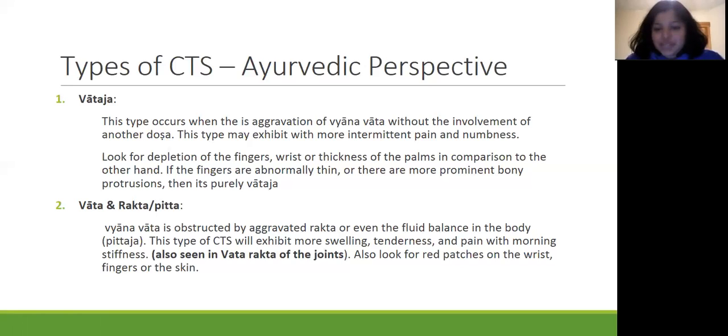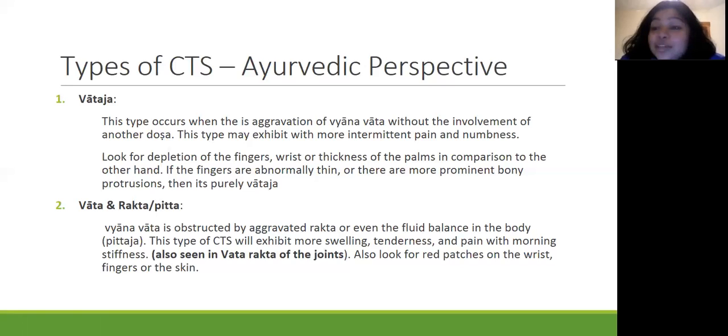So in saying that, in the Vataja type of carpal tunnel syndrome, Vata will be aggravated, but there won't necessarily be an involvement of another dosha. So this may exhibit with, again, you'll find more intermittent pain. The pain is really irregular. There's no sort of pattern. And obviously there tends to be more numbness. The extent of numbness tends to be more in a Vataja type.